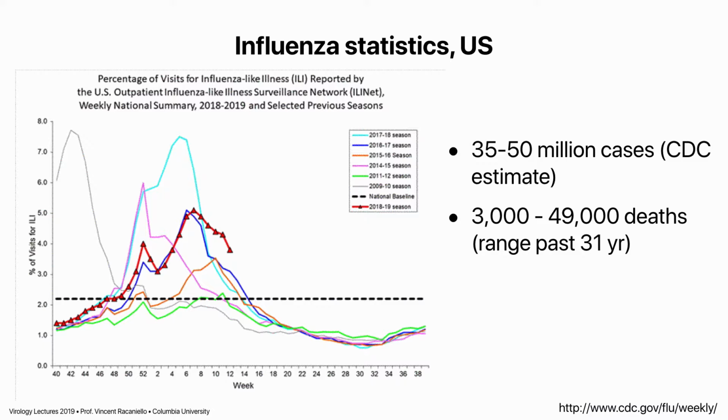We get about 30 to 50 million cases a year in the US. It's a lot of infections. Not all of them are serious, of course. And between 3,000 and 49,000 deaths. That's the range for the past 31 years. Some years, a few thousand deaths. Some years, 49,000 deaths.